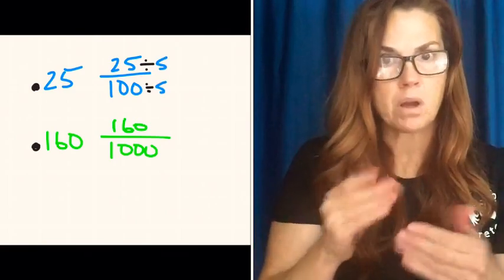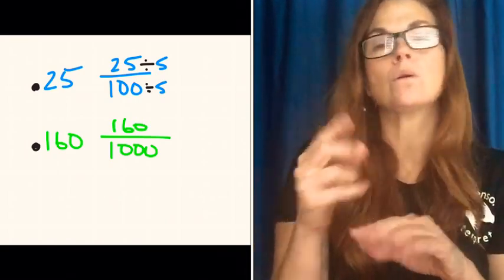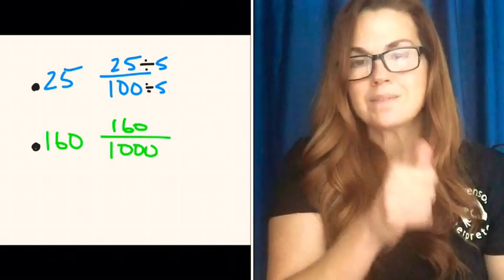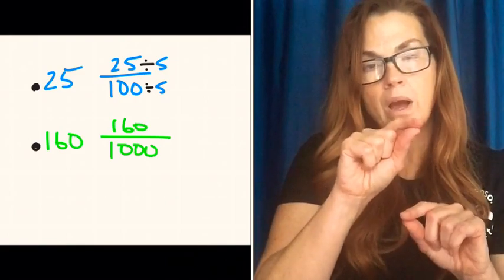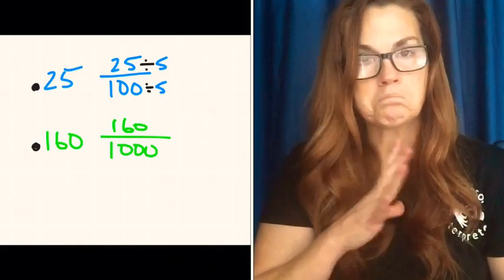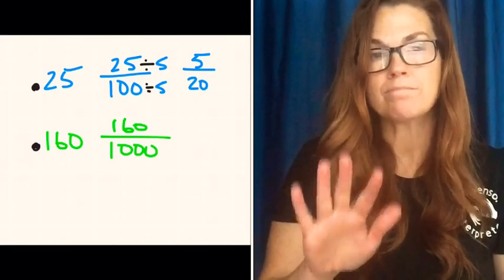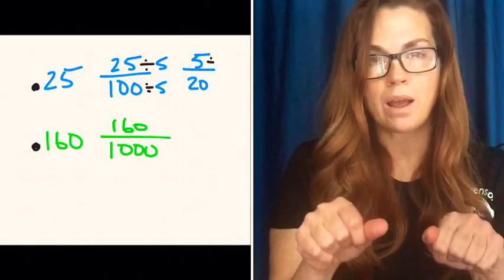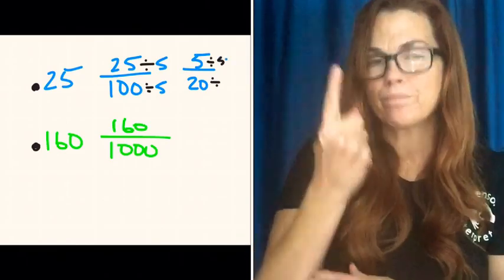When you simplify by using a common factor other than the greatest common factor, it just means you're going to have to simplify in more than one step. So for example, if I simplify by 5, I'm going to end up with 5 over 20, which can still be simplified. So you would now need to recognize that you could divide 5 and 20 again by 5.